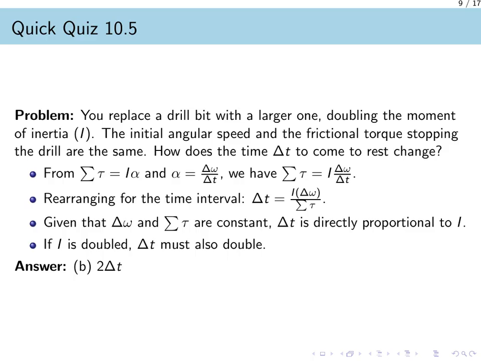This gives us that the time interval, delta t, equals the moment of inertia, I, multiplied by the change in angular speed, delta omega, all divided by the torque, tau. Since the problem states that both the torque and the change in angular speed are constant, the stopping time is directly proportional to the moment of inertia. Therefore, if the moment of inertia is doubled, the time required to come to rest must also double.